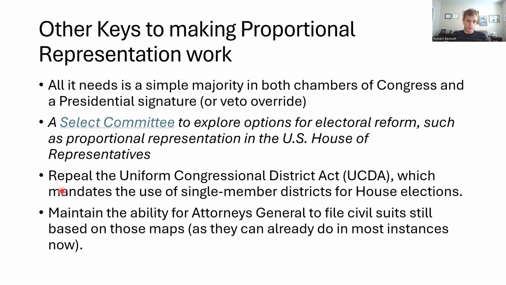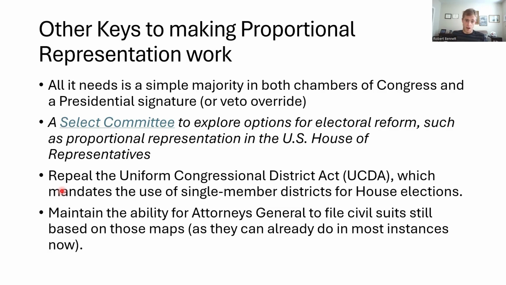We also would need to repeal the Uniform Congressional District Act. This basically is a law that says that you have to have single member districts for U.S. House of Representatives. If we repeal this act, then we can basically start implementing proportional representation. There are some nuances as to how it would be implemented in each state. We're not going to talk about that too much this video because that's its own discussion.